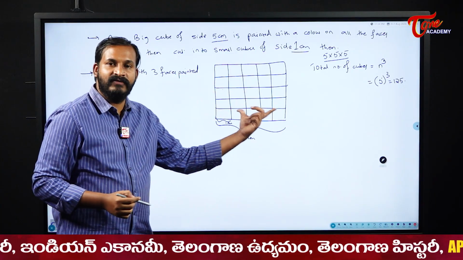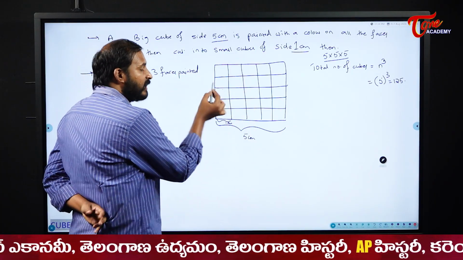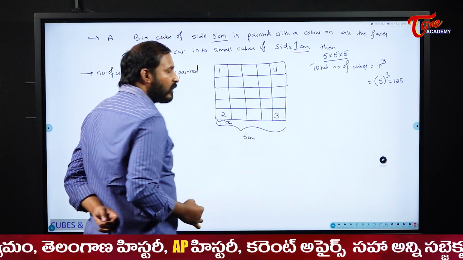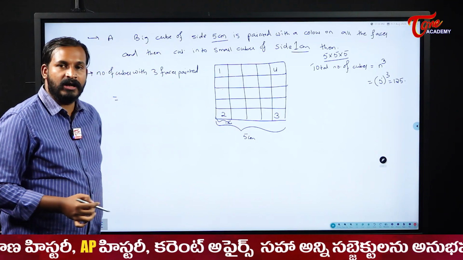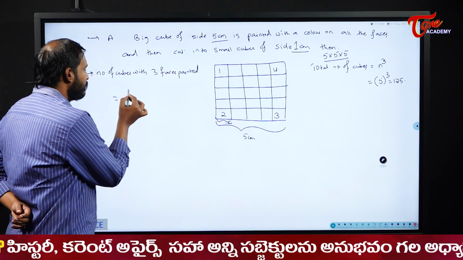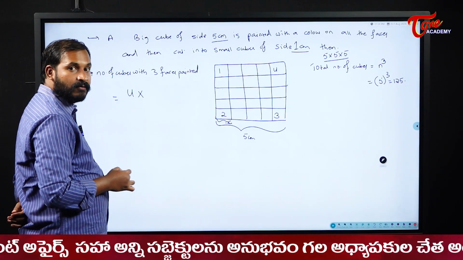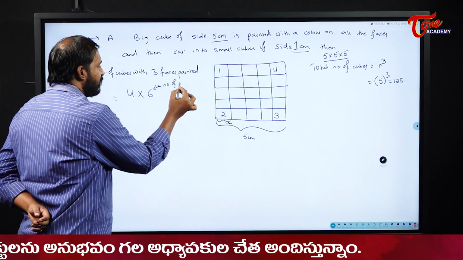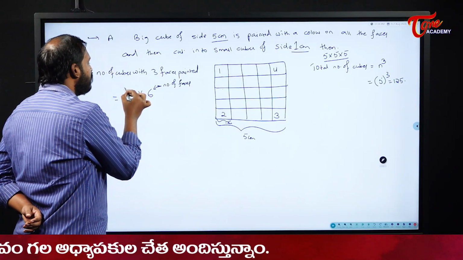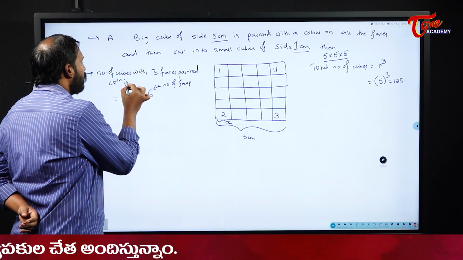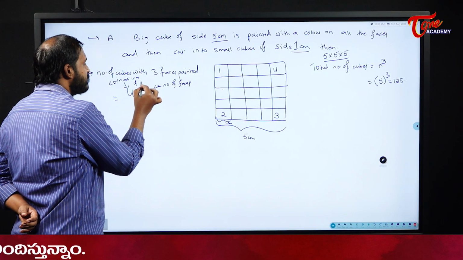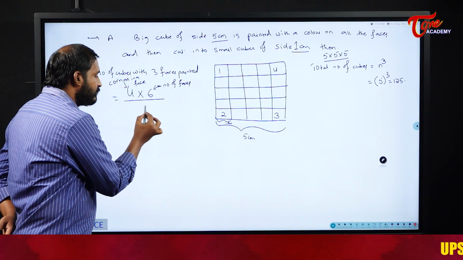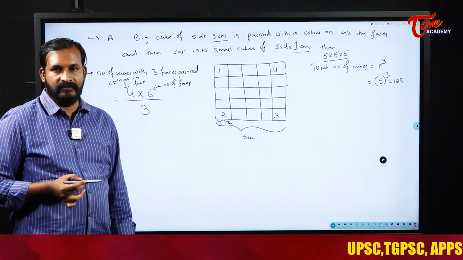Now I have taken only one face, alright. Where do I have corners? 1, 2, 3 and 4. These 4 are corners, right? So in one face how many corner cubes can I see? 4. Okay sir, 4. Like this, how many faces do I have in total? 6 faces. So it is the number of faces times the corners in a face, that is 4, divided by 3. Sir, why am I dividing it by 3? What is the reason, sir?